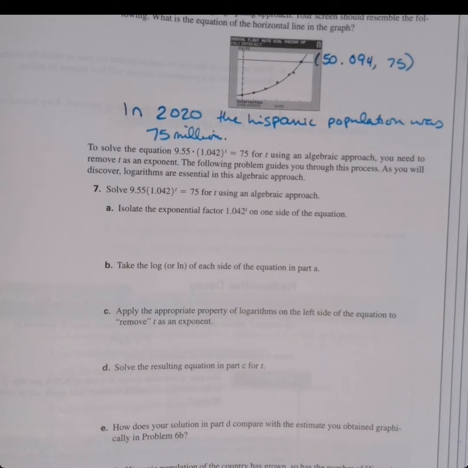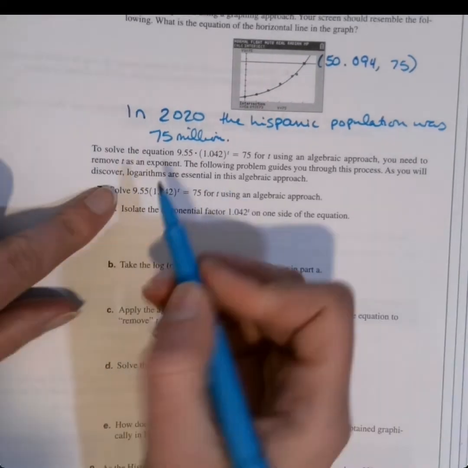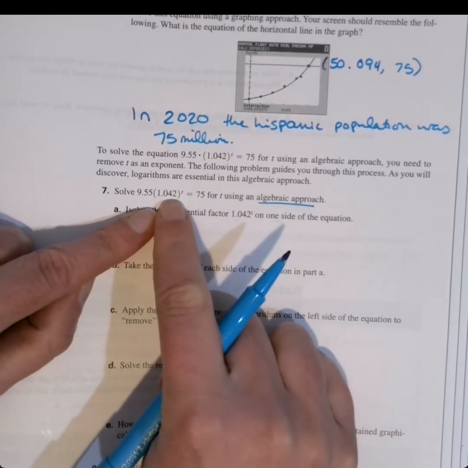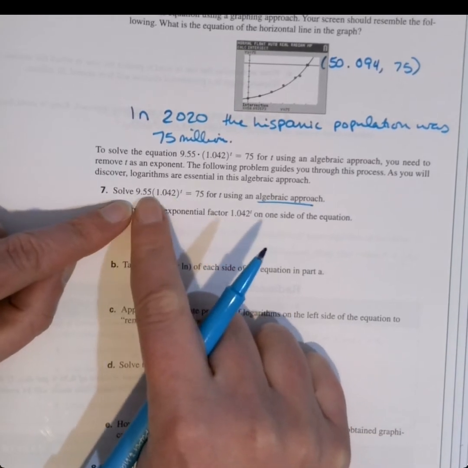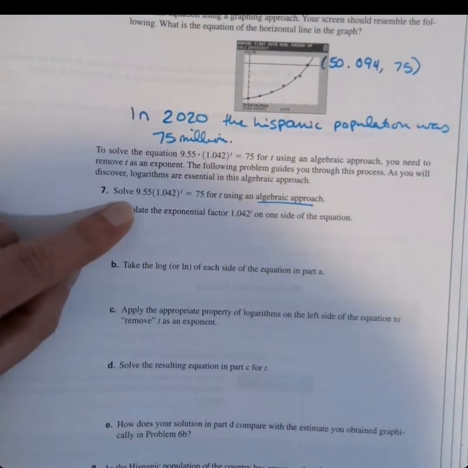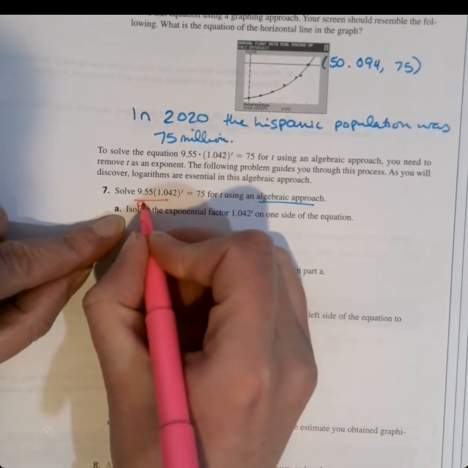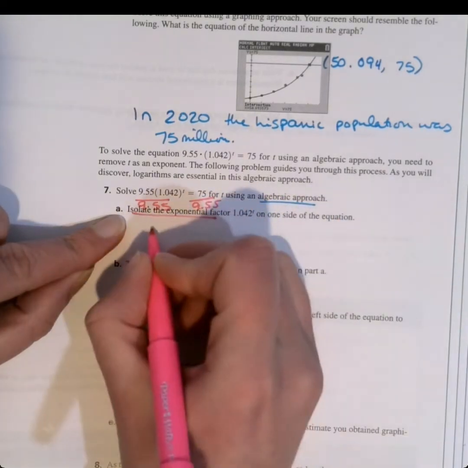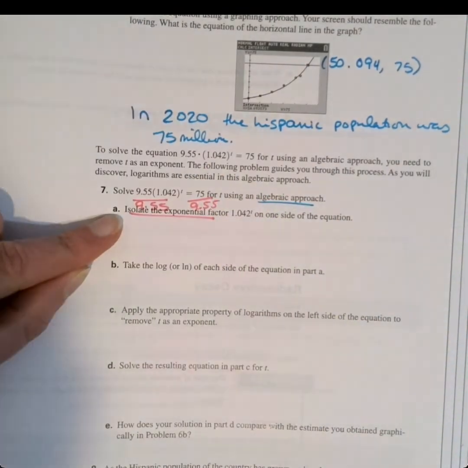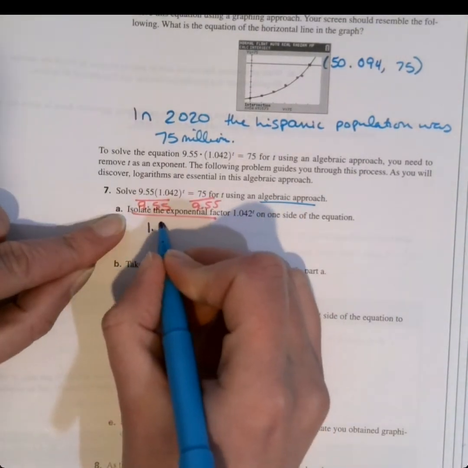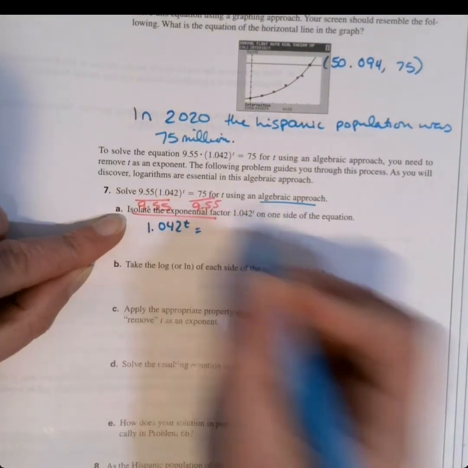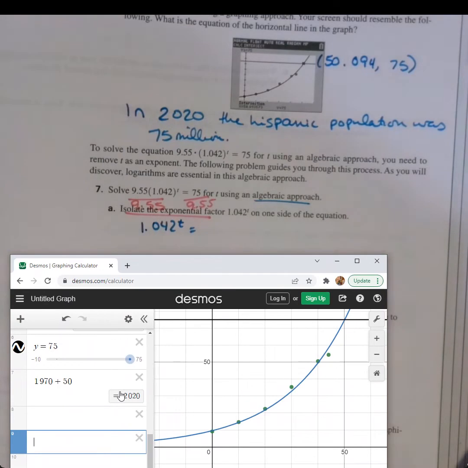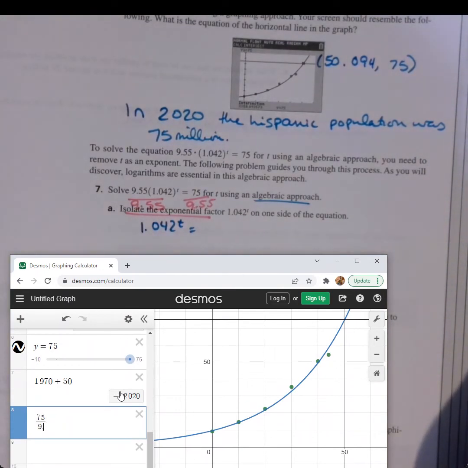What we want next is the algebraic. So we have our equation equals 75. We're going to use the algebraic approach. So the first thing to do is to isolate the exponential factor by dividing both sides by the 9.55. So we're going to divide by 9.55 on both sides. So that's going to give us the 1.042 to the t is equal to, I've got to take 75 and divide it by 9.55.